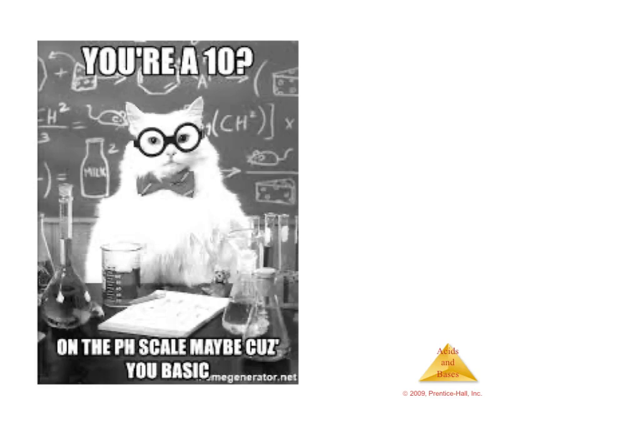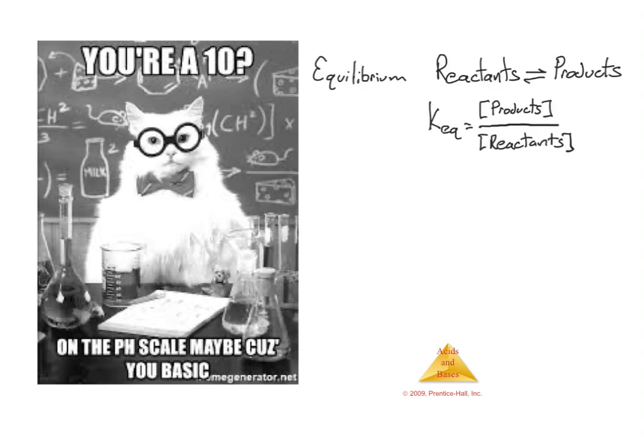Before we get started in acid and base chemistry, let's just do a quick recap on equilibrium. So recall that a process that is in equilibrium has a forward reaction where the reactants are moving to products, but it also has simultaneously the reverse reaction of the products reforming reactants. Both of these reactions happen at the same time.